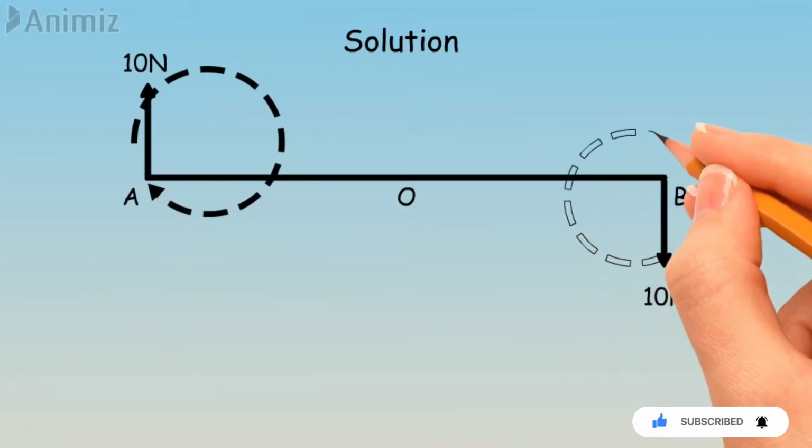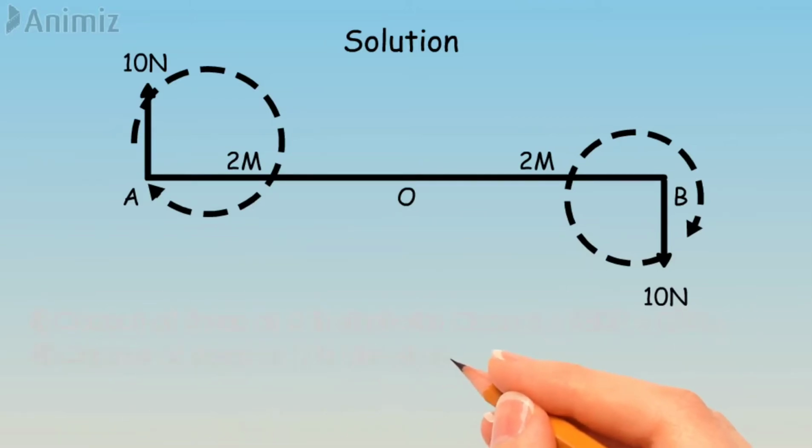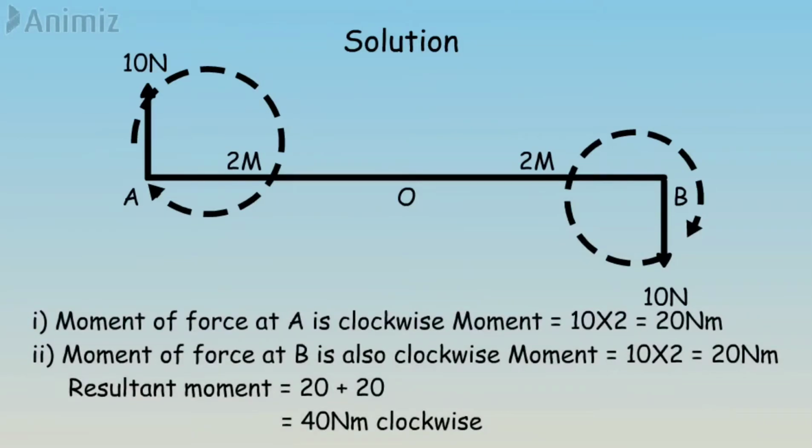When I draw the circle, when you look at A, it is clockwise. When you look at B, again it is clockwise. So what does this indicate? Both sides the direction is clockwise, both sides clockwise moment. Since both side distance is also 2 meter, force is also 10 Newton, first calculate the moment at A. It is a clockwise moment, 10 into 2, 20 Newton meter. Same way, moment of force at B is also clockwise. That will be 10 into 2, 20 Newton meter.